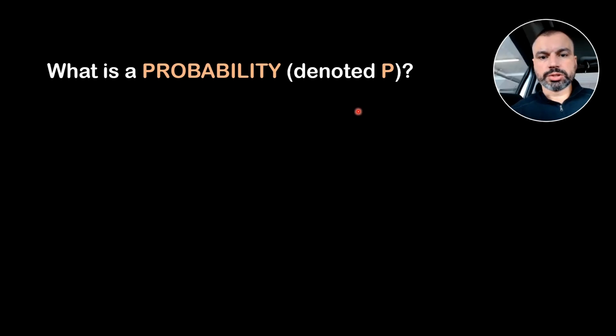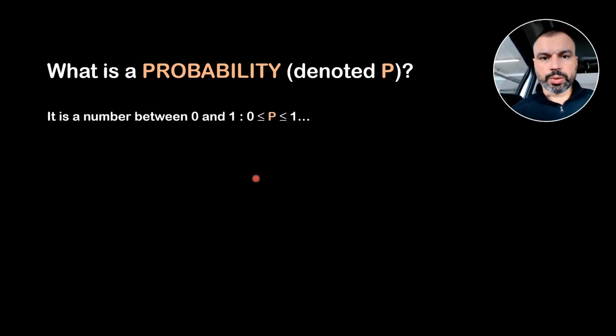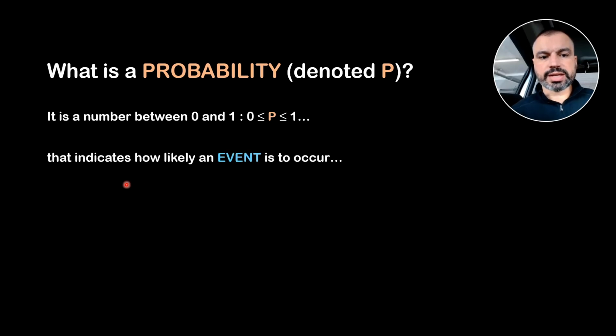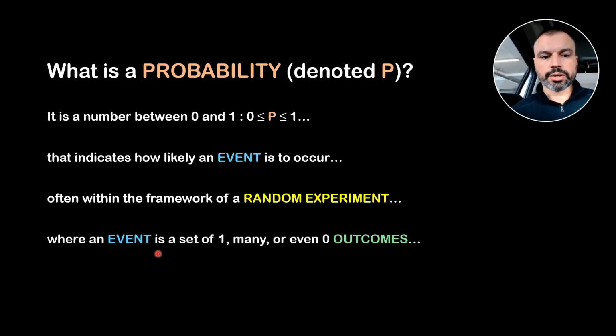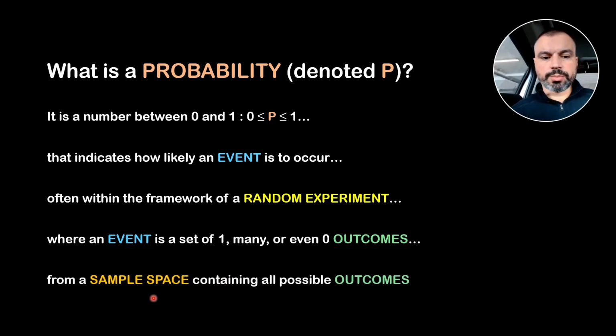Probability is usually denoted with the letter P. It's a number between 0 and 1 that indicates how likely an event is to occur, oftentimes within the framework of a random experiment, where an event is a set of one, many, and sometimes even 0 outcomes from a sample space containing all possible outcomes. So let's look at an example so that this definition makes sense.